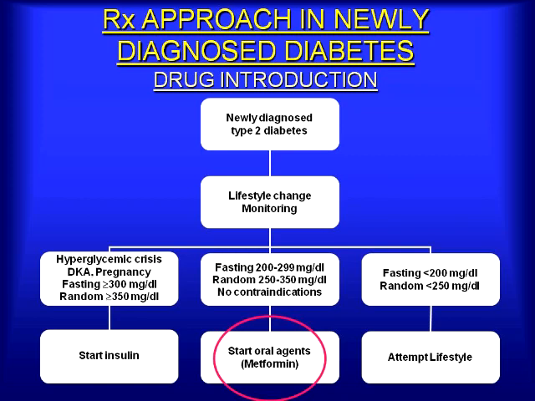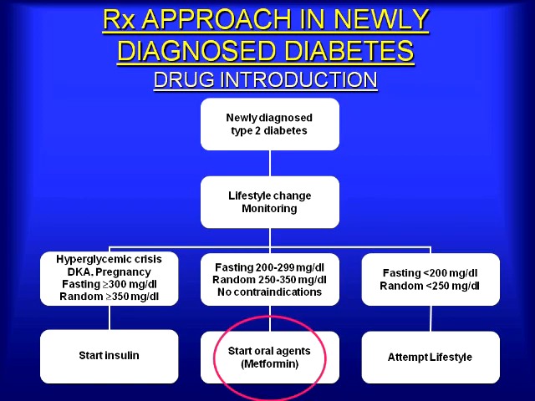On the other hand, if their fasting blood sugar is maybe 180 or so, random blood sugar is 250, or A1C is 6.8, 6.9, a little bit above, you might just want to attempt lifestyle alone without any intervention. But the majority of what you're going to see at the outset are going to be right here, right in this group.